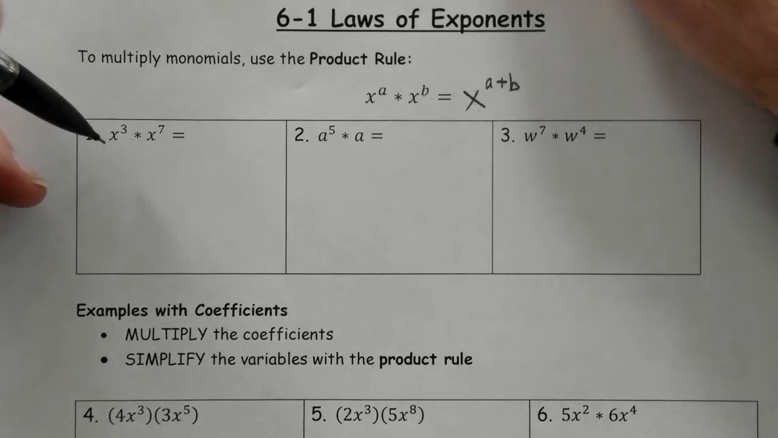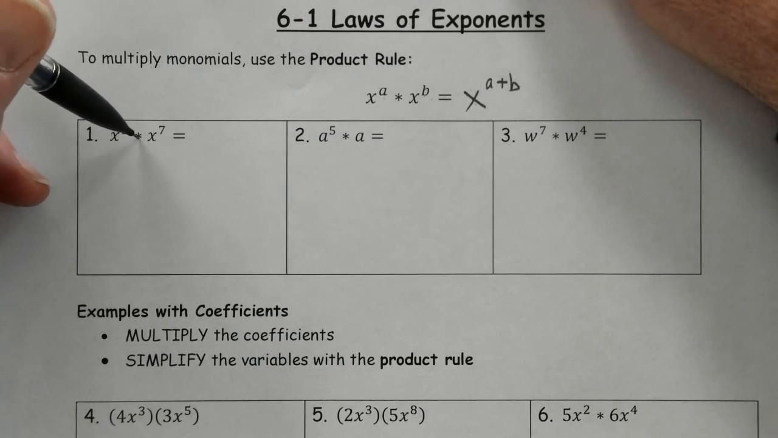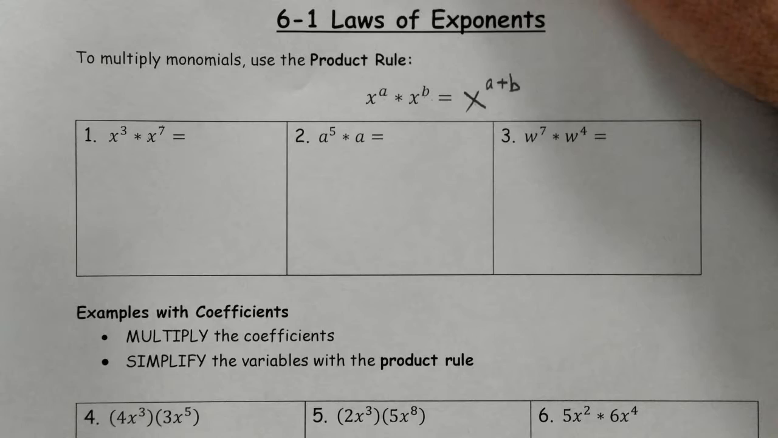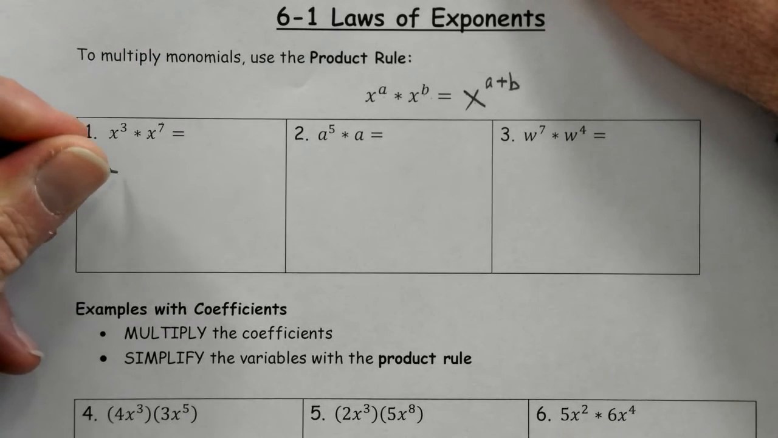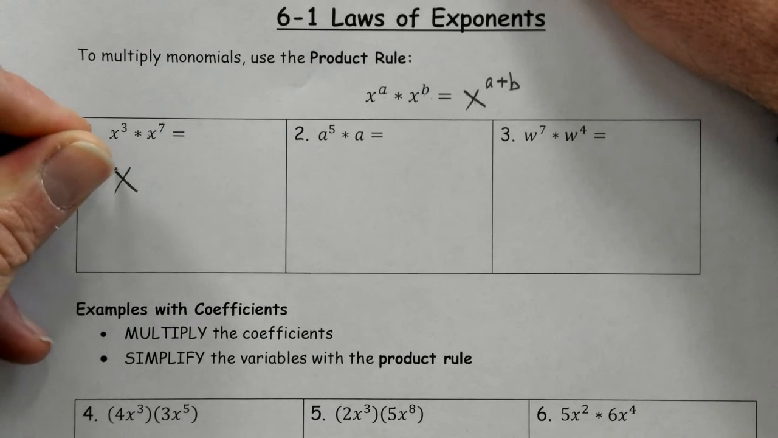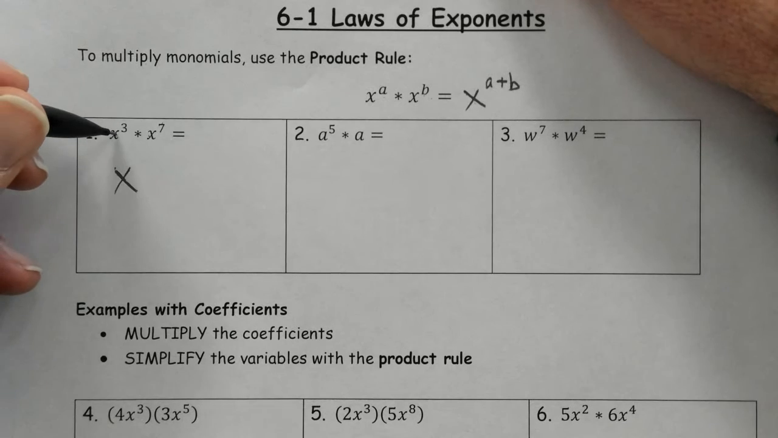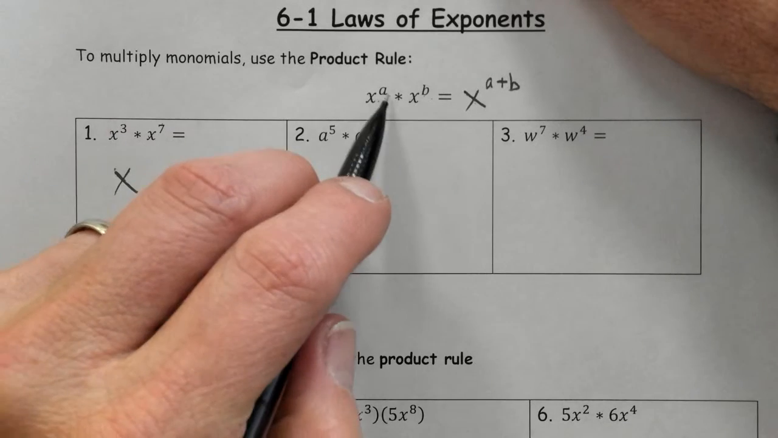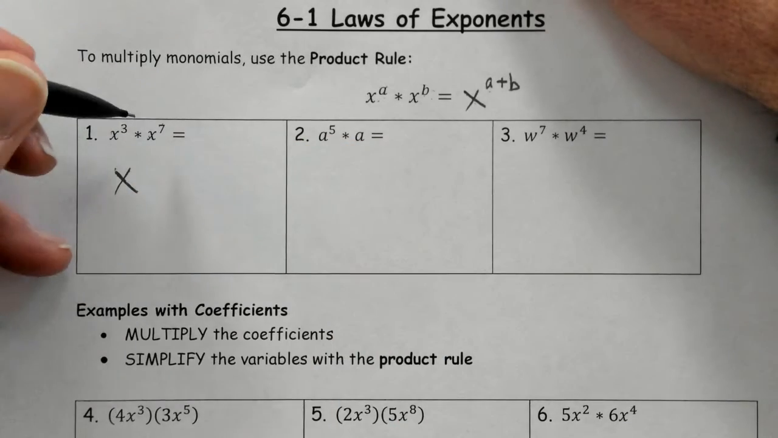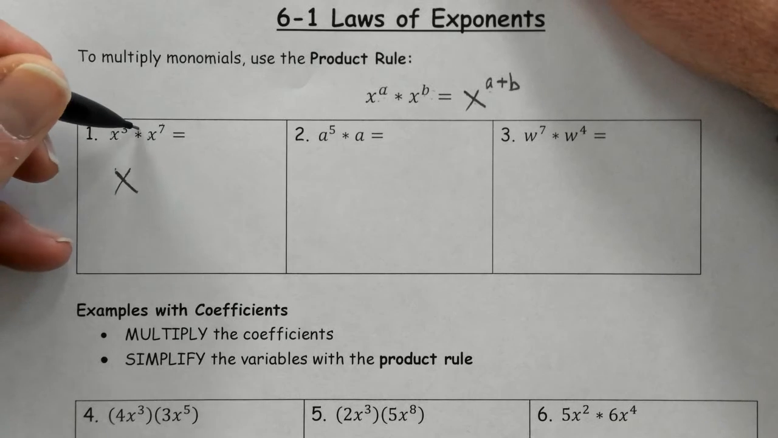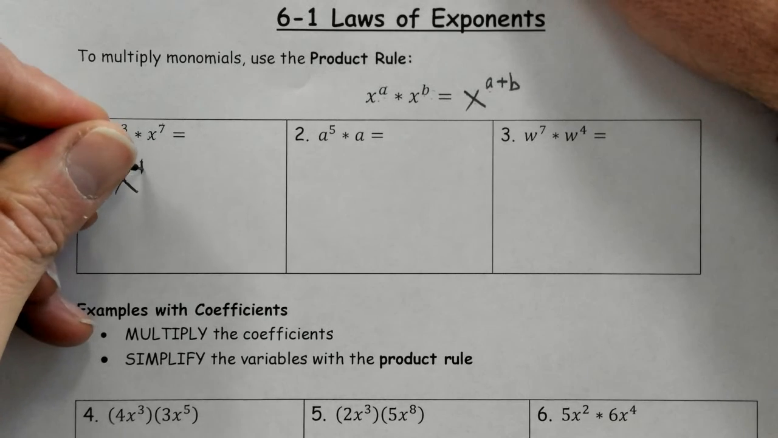So in example 1, we've got x to the 3rd times x to the 7th. All right? So I know my base is x, so I know it's going to be x raised to some power. Well, remember, the product rule says I need to take those two exponents and add them together. So I need to go 3 plus 7 to make x to the 10.